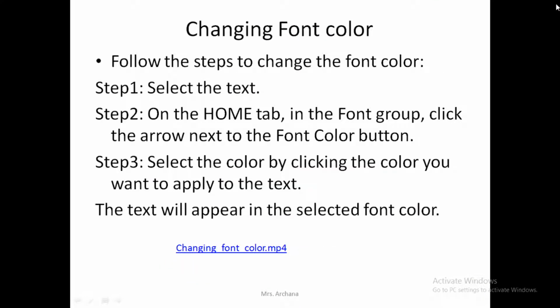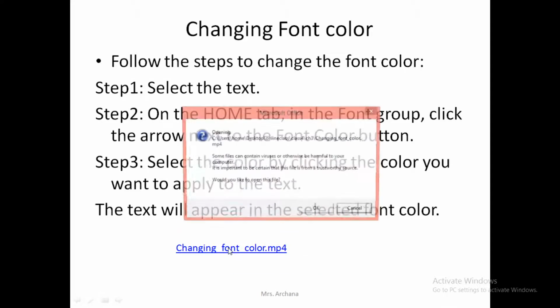Next, changing font color. Follow the steps to change the font color. Font color means the text color, you can change by applying these steps. Step 1: Select the text. Step 2: On the Home tab in the Font group, click the arrow next to the Font Color button. Step 3: Select the color by clicking the color you want to apply to the text. The text will appear in the selected font color. Now I will show you for a clear idea how to change the font color.